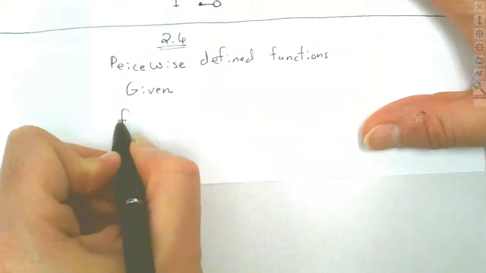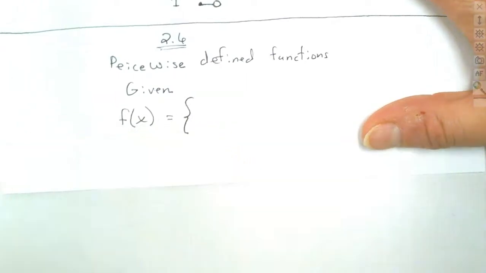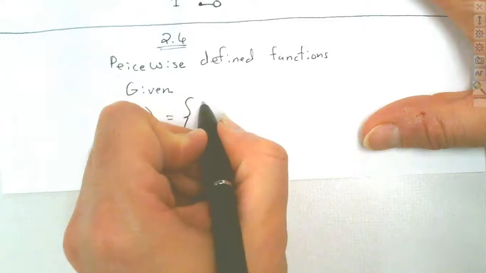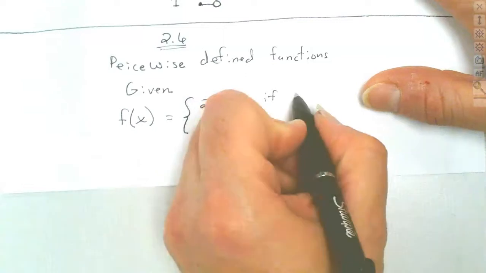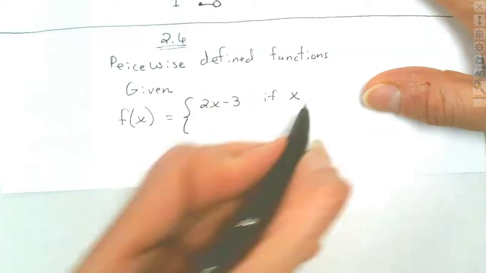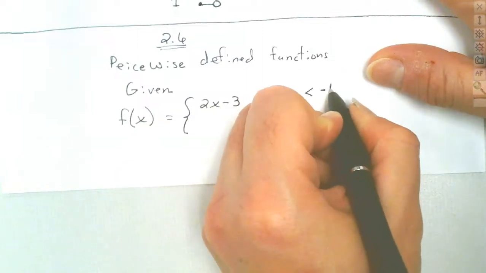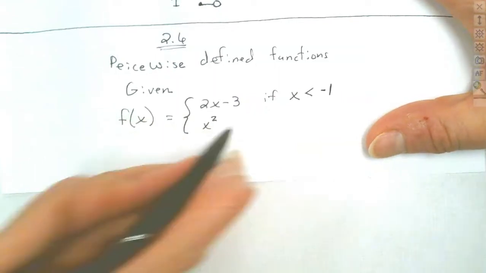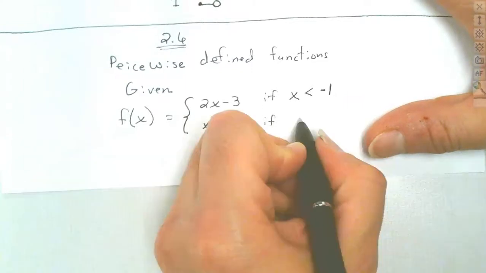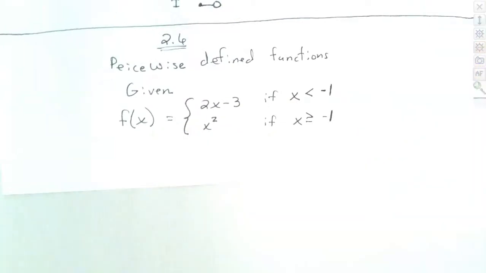So we're going to look at a piecewise defined function. And here's your given function. Let's say f of x, and this is going to have 2 rows in it. F of x is 2x minus 3 if x is, let's say, less than -1. And how about x squared if x is greater than or equal to -1. So see, it's got 2 rows here.